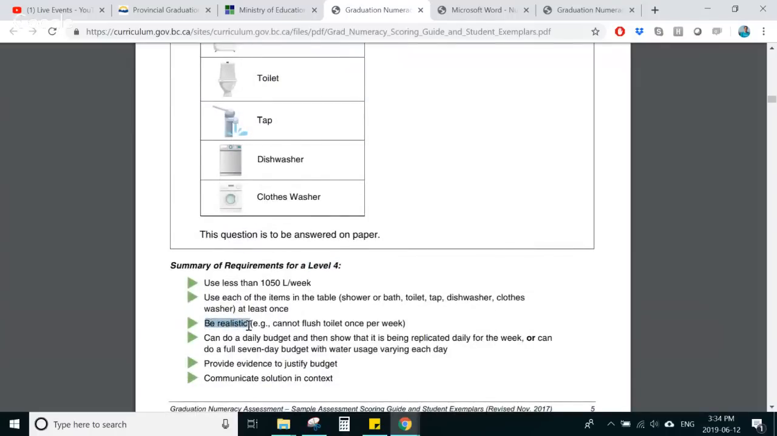You need to be realistic. So you can't just flush the toilet once per week. Maybe you want to have a policy like, if it's yellow, let it mellow, and if it's brown, flush it down. Maybe that's realistic. But once a week is not realistic. Okay, you can do a daily budget and show that it's being replicated daily for the week, or you can do a full 7-day budget with water use varying each day. So you can either do a weekly budget or a daily budget. Either way is fine, as long as you do a budget.